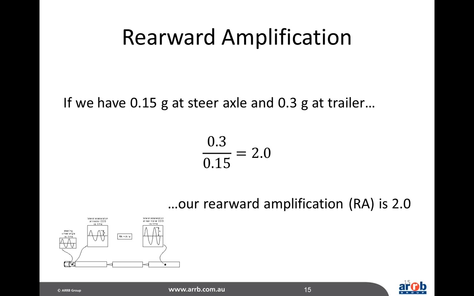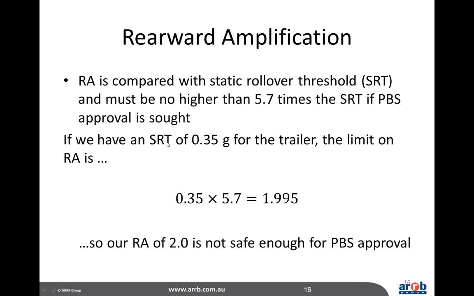That was done a long time ago based on an analysis or a snapshot of the vehicle fleet at the time, and the work done by ARB at the time was trying to capture the top 40% of vehicles. So they set a threshold of 5.7 times, and that's what the slide at the moment is showing you. So if your rollover threshold is 0.35, you times that by 5.7 times to get a number of 1.995.